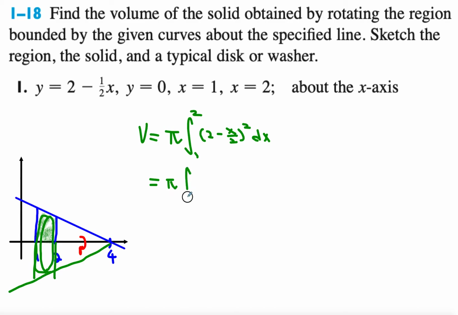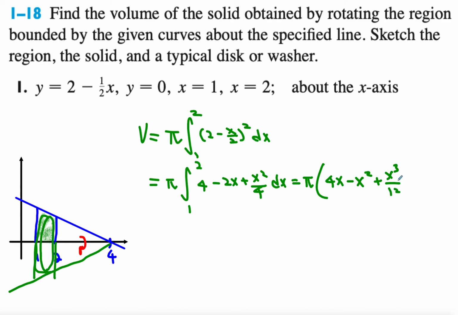Now, when you expand this one, what do we end up getting? Pi, integral from 1 to 2, of 4 minus 2x plus x squared over 4 dx. So when you integrate this one, we get 4x, and then negative x squared, and how about here? Plus x cubed over 12, which goes from 1 to 2.